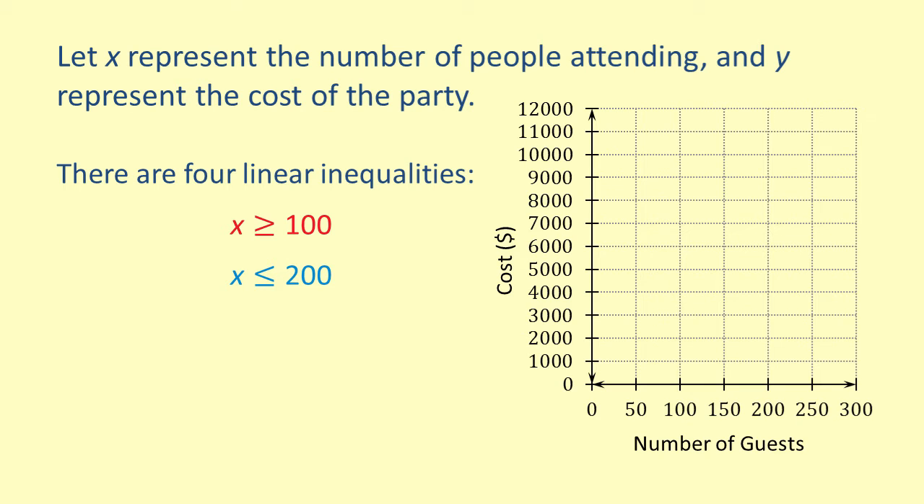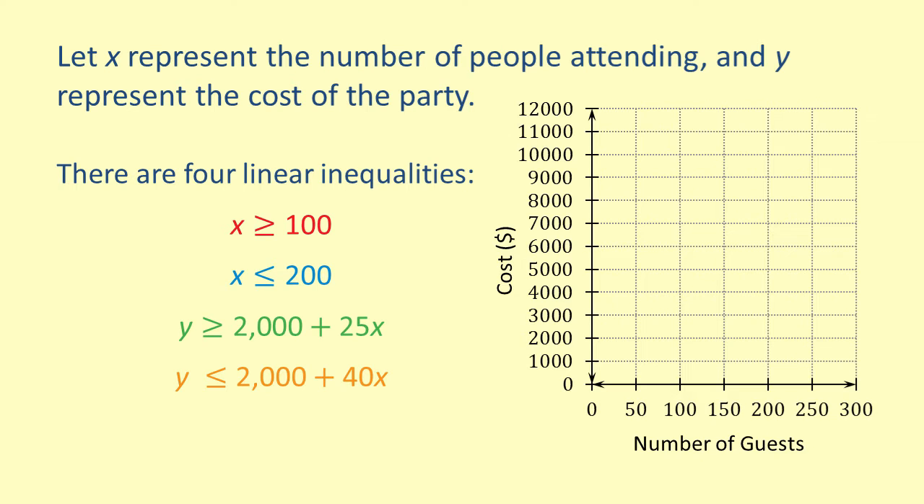Next, we write inequalities for the cost of the party. We know the fixed costs are set at $2,000 and the variable costs are per guest. So we can write the inequality y is greater than or equal to 2,000 plus 25 times x to represent the total if the variable costs are kept to a minimum. We can also write the inequality y is less than or equal to 2,000 plus 40 times x to represent the total if the variable costs are at the maximum.